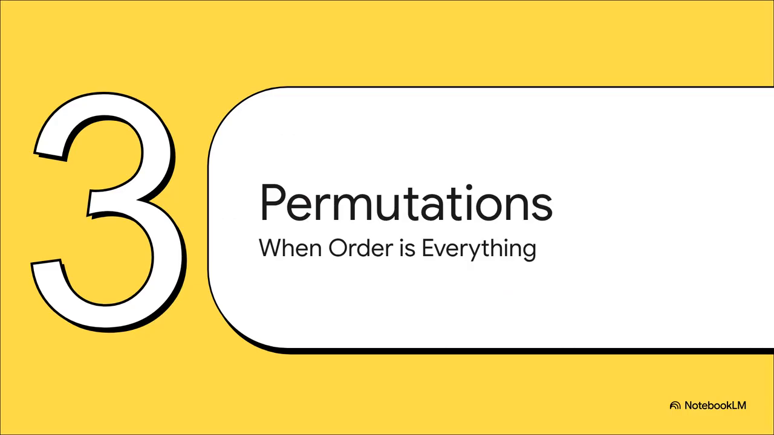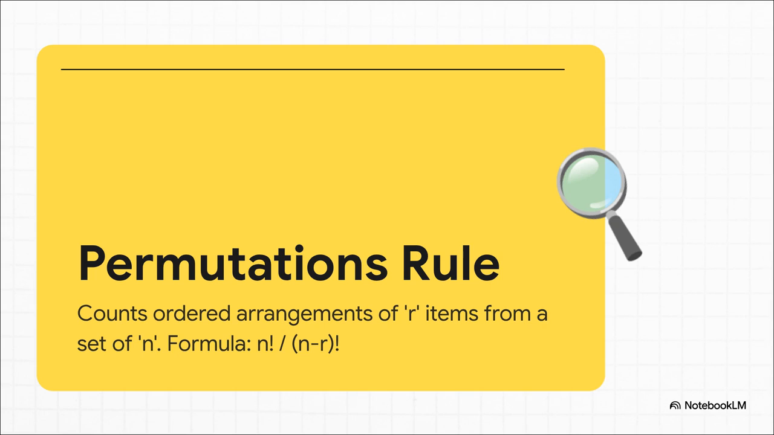Okay, that's great for arranging all the items. But what happens when you're not arranging everything? What if you're just picking a smaller group out of a larger set, and the order you pick them in is absolutely critical? Well, that's where permutations come into play. And this is the formula for it. Don't let it look scary.